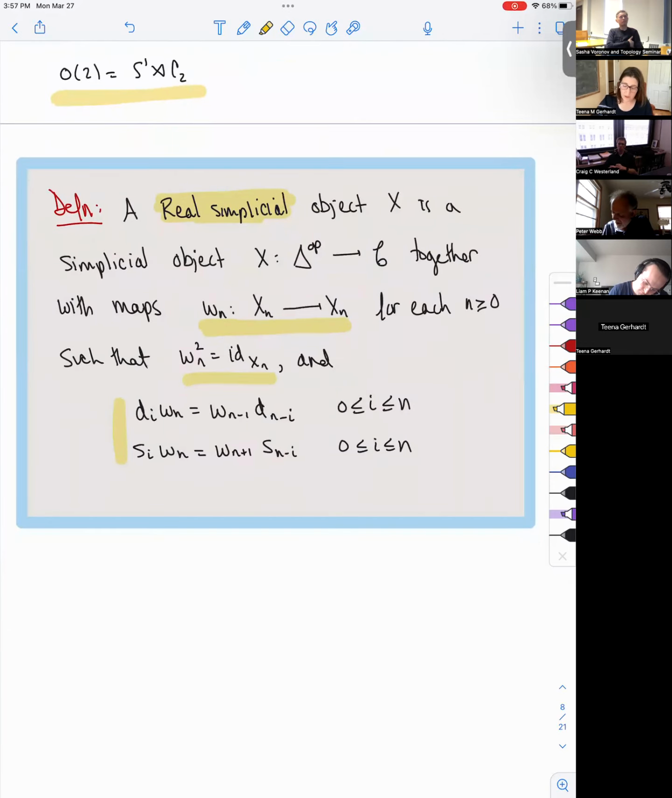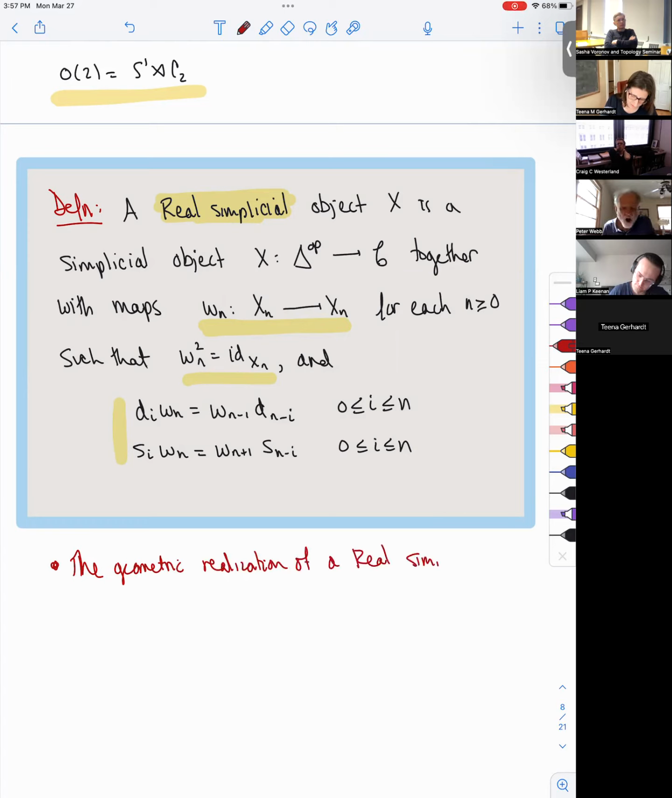Okay, so if you have a real simplicial object, one thing that's very nice about this is that, again, we know something about the geometric realization. The geometric realization of a real simplicial object has a Z mod 2 action.